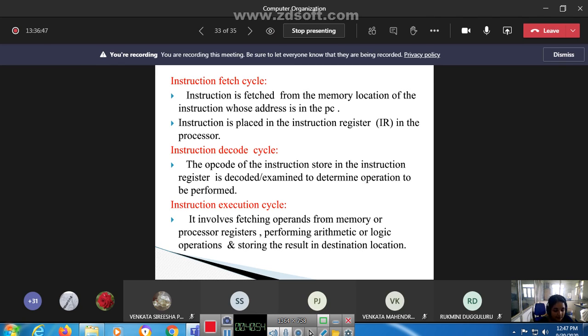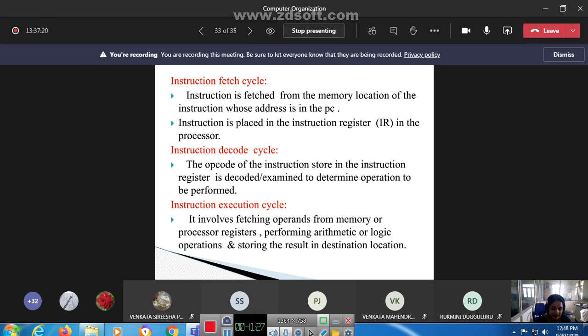What is the instruction decode cycle? In this cycle the opcode of the instruction is stored in the instruction register. The opcode of the instruction stored in the instruction register is decoded and examined to determine what operation is to be performed. So this is called the instruction decode cycle.